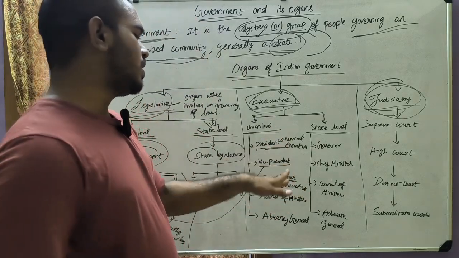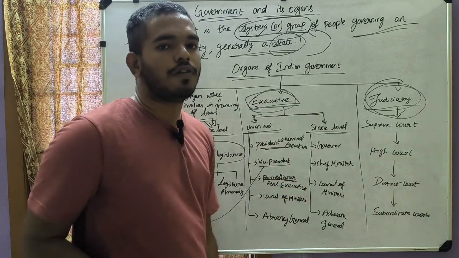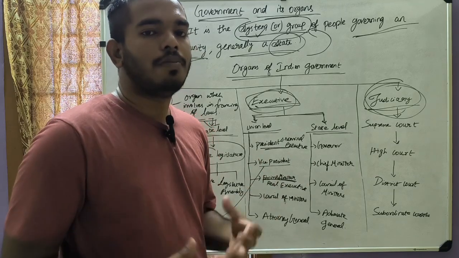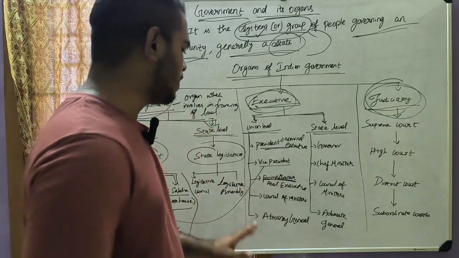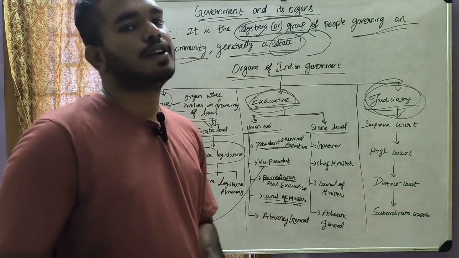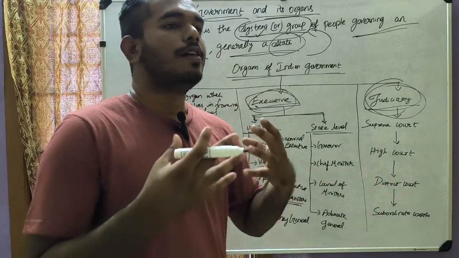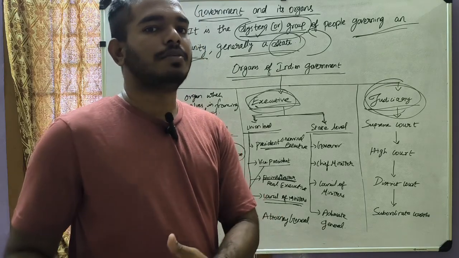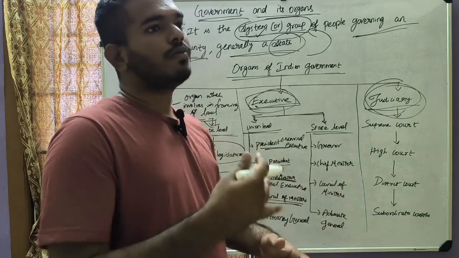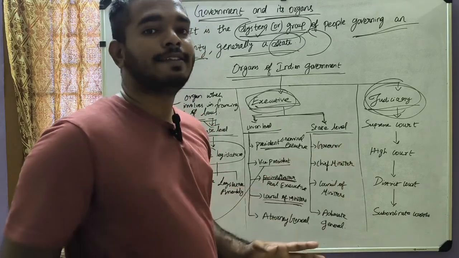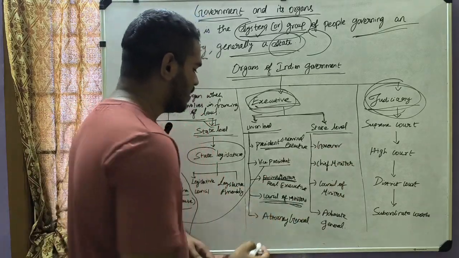As I already said, the prime minister is the real executive of the government, with the major powers. All major powers are vested with the prime minister, and he has a council of ministers who head the different departments of the government, like the finance minister, agriculture minister, home minister, and all other ministers. They are collectively known as the council of ministers.